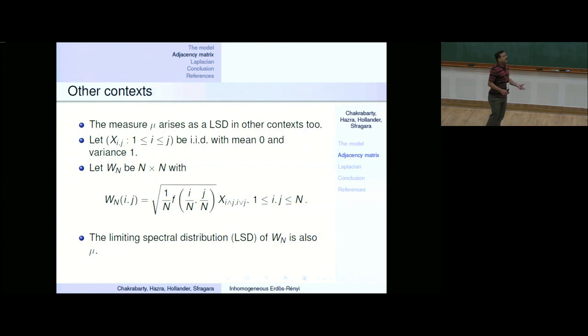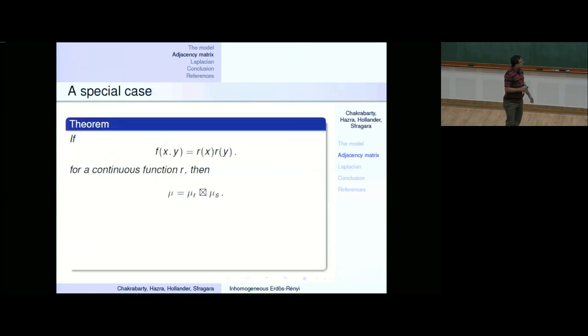Another context is that of a random matrix whose entries are generated from a stationary Gaussian process, and there f plays a role in the covariance of that. I'm not going into that in this talk. An important special case is when f(x,y) is r(x) times r(y). Note that I haven't given you a description of the limiting spectral distribution. I just told you that such a thing exists. The description is in a way complicated because we have used the method of moments, and we can describe the moments and also the fact that the measure is determined by its moments, but nothing more.